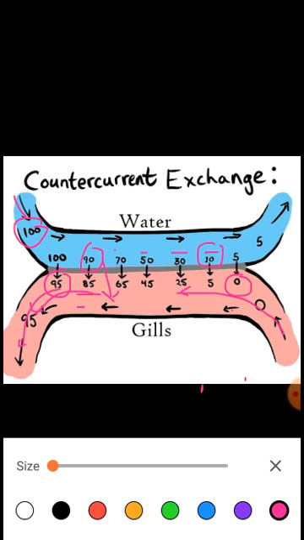Although the oxygen carrying capacity of water is very low compared to air, the efficient countercurrent exchange makes the fish able to get even that small amount of oxygen from the water.